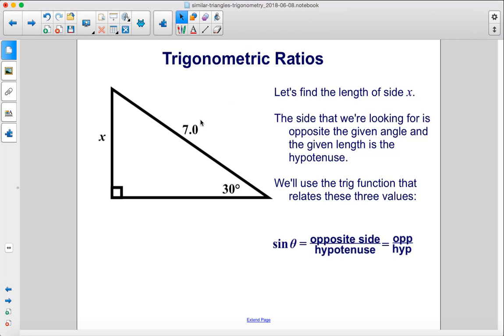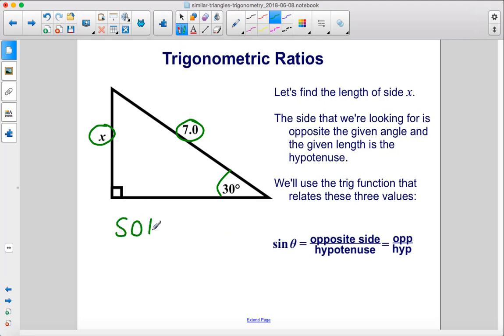Let's find the length of side x. The side that we're looking for is opposite the given angle, and the given length is the hypotenuse. We'll use the trig function that relates these three values. In this case, that's sine theta. This is the angle we want here, and we have opposite and hypotenuse. And as we know, because of SOHCAHTOA, sine is opposite over hypotenuse, so we have sine theta equals opposite over hypotenuse, and that is how we will solve for x.